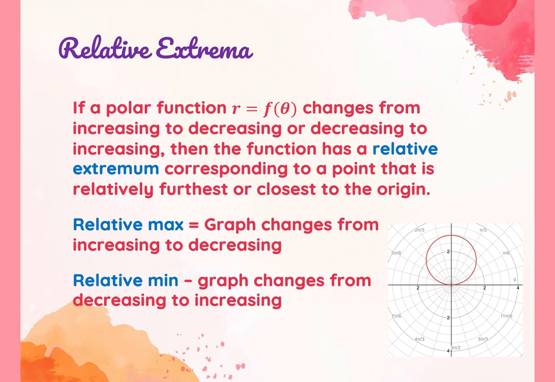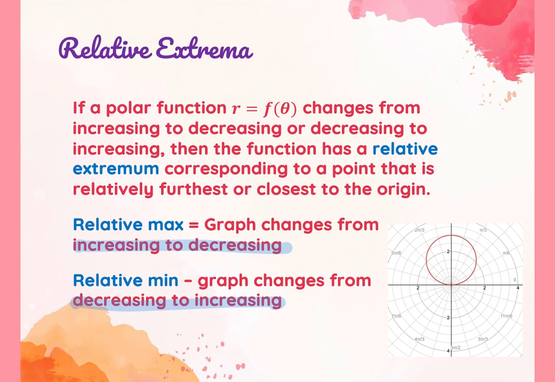This occurs at a max or a min. The relative max occurs when the graph changes from increasing to decreasing. So is it getting bigger and then smaller? Yes, that's a relative max. Or the opposite, if it's decreasing to increasing, then there's a minimum.